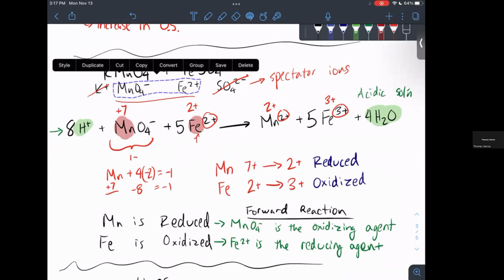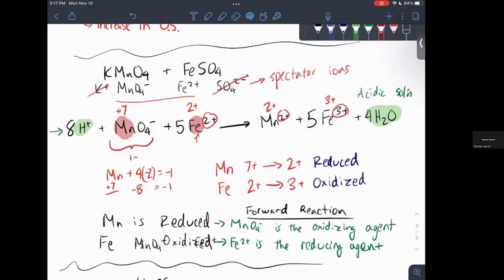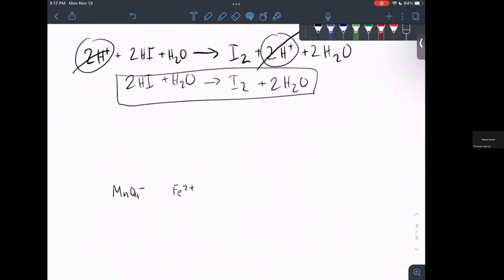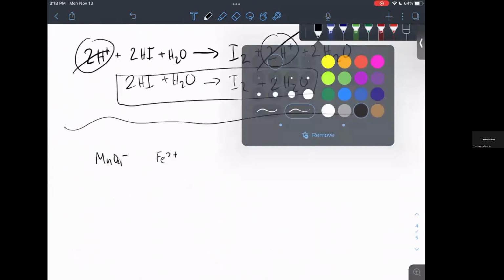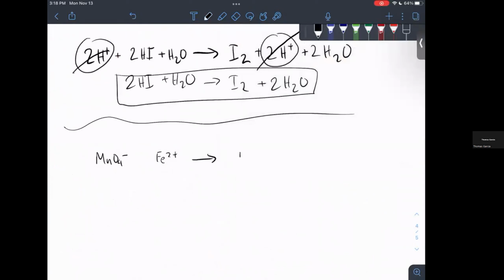So I'm going to take this, and we're just going to start it over. We are going to find the half reactions. We're going to use the half reactions to find our individual original reaction. So I know from this that we are going to get Fe3 plus. We already know what we're oxidizing and what we're reducing, and Mn2 plus. And we're going to break down the individual half reactions.